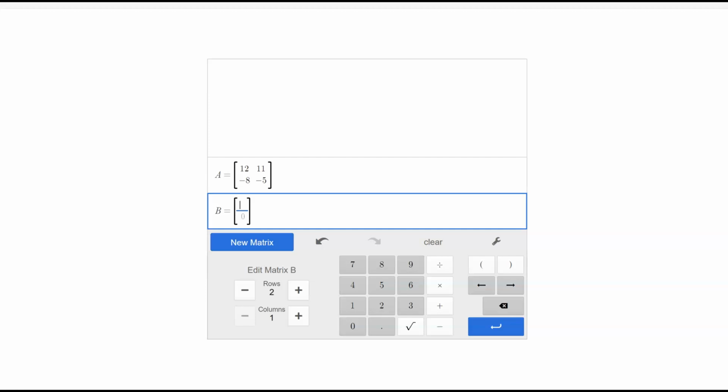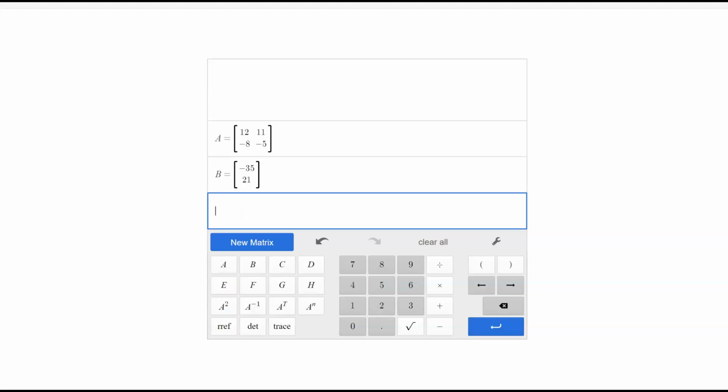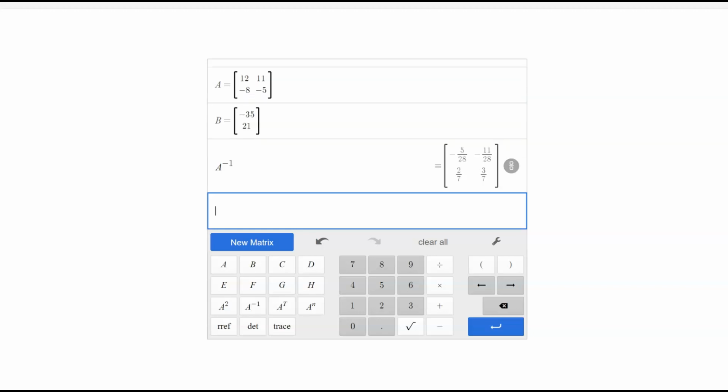We're going to define a matrix B. We're going to call it -35, and the denominator is going to be 21. Go ahead and define that. So now notice what I can do is I can actually hit A inverse, and when I hit enter, that becomes my inverse. Not really nice numbers, but if I click this button right here, it actually turns it into fractions, and you can see that that's exactly what we calculated before.